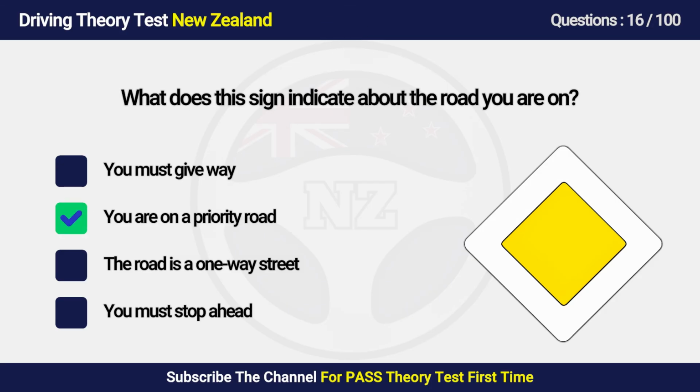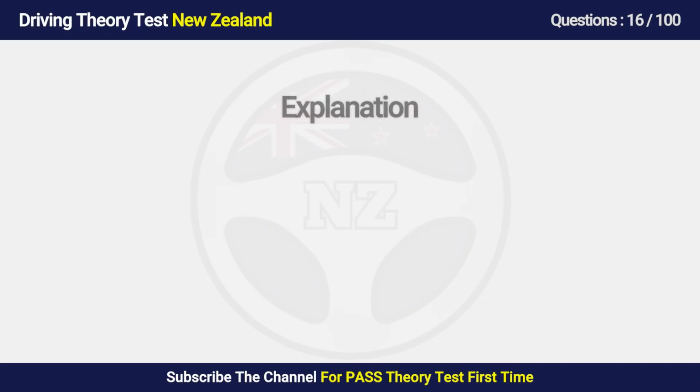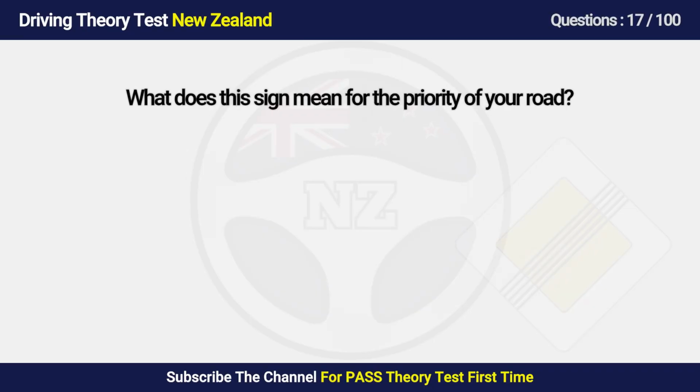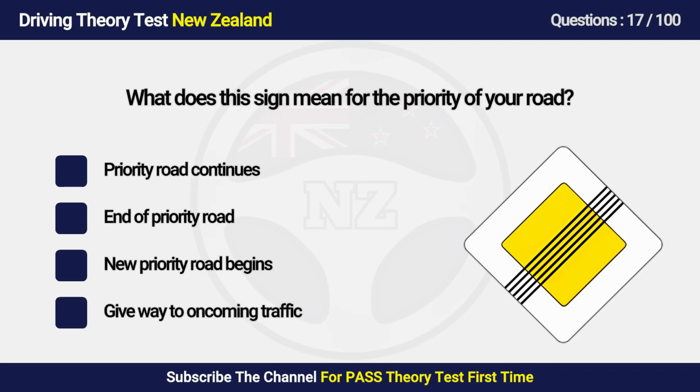Answer is B. You are on a priority road. This priority road sign indicates that you are driving on a road where you have priority over traffic entering from minor roads, unless otherwise indicated by other signs or traffic signals. Question 17. What does this sign mean for the priority of your road?